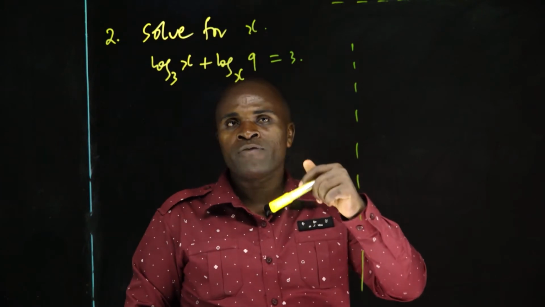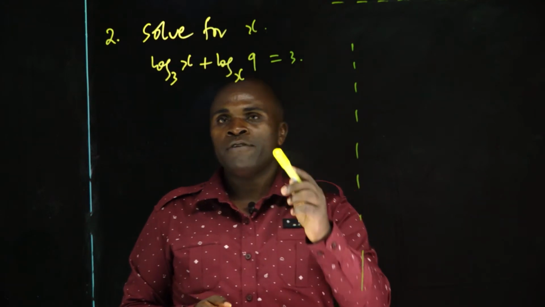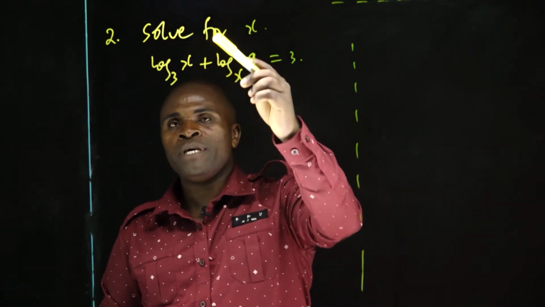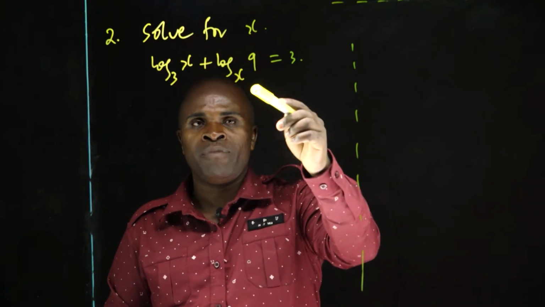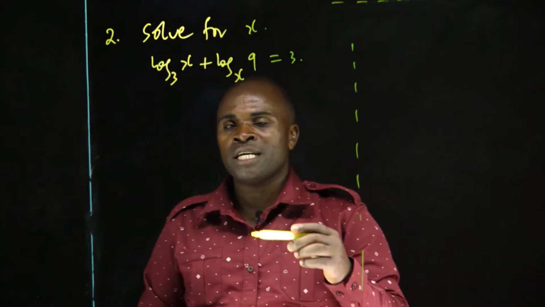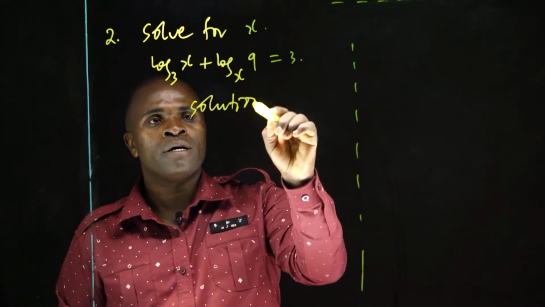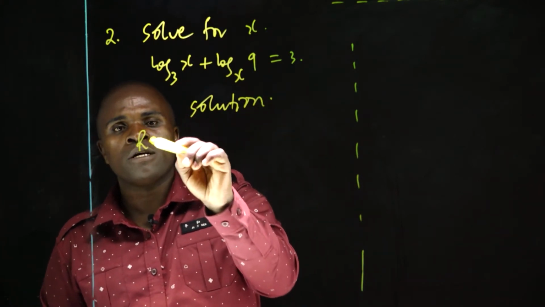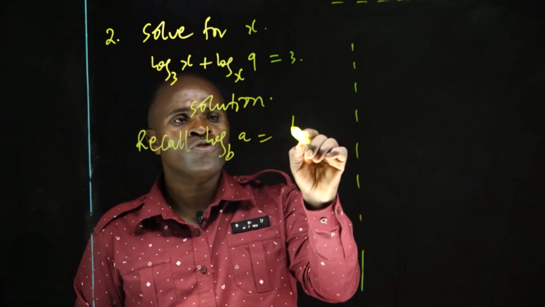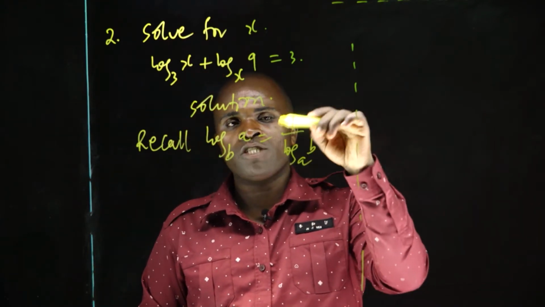If you check the nature of the question, what can you deduce from this question, student? If you check carefully, you will realize that there is a variable which appears as a number and again as a base. For such a question, we always try to apply the concept of reciprocal logarithm. So here we say solution. We will have to recall: logarithm of a base b equals 1 over logarithm of b base what? A. It means you have changed using the reciprocal logarithm.